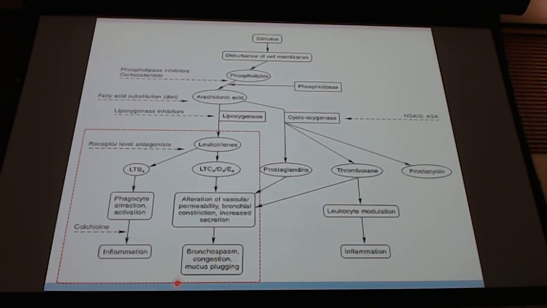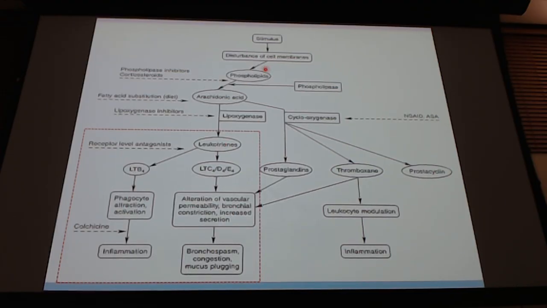All of these endpoints that you see down here, asthma types of responses, all go through this pathway. And then you see all the drugs that we have to try to inhibit or stop those end results. I have my phospholipase inhibitors, corticosteroids that I can use, my LOX inhibitors, NSAIDs or aspirin, colchicine, and my leukotriene receptor antagonist that I can use here.